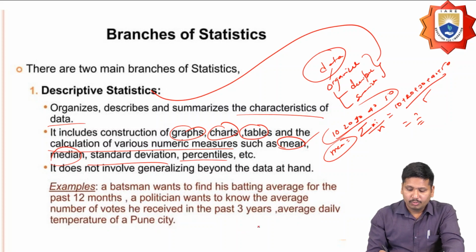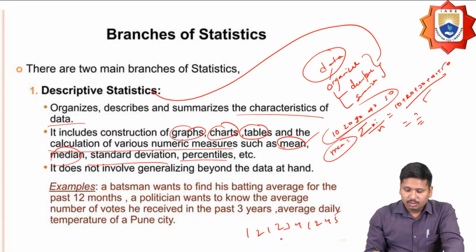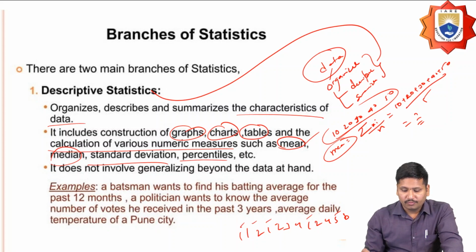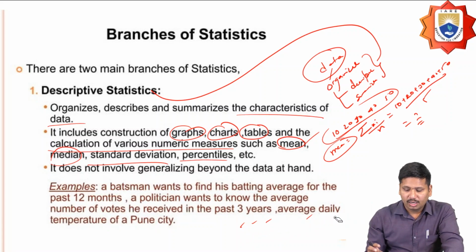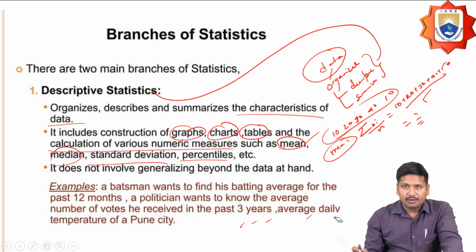And the median, as explained here, is the most occurring value. Suppose I have data like 1, 1, 2, 3, 4. The median is treated as the value that occurs the most number of times, which is 1. Then there is standard deviation, another kind of measure. We have several such formulas in descriptive statistics.